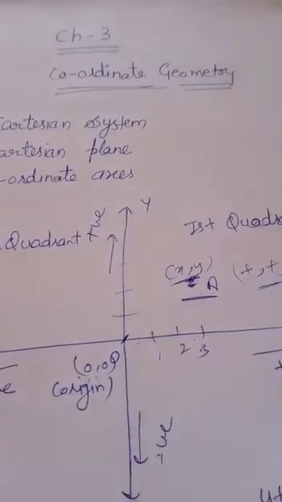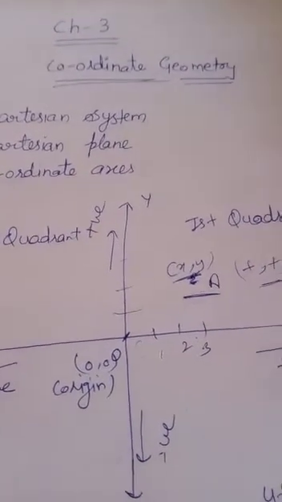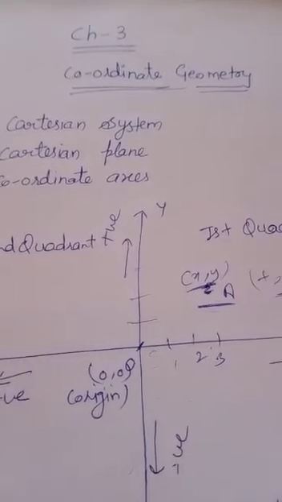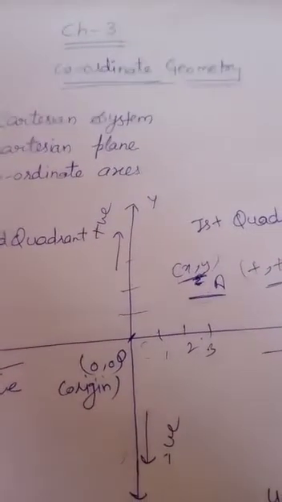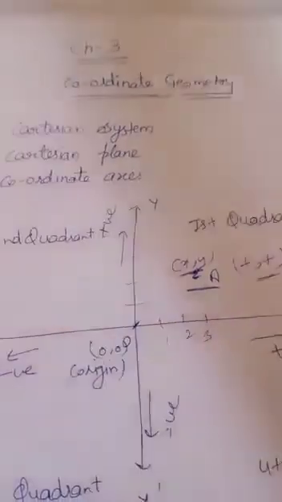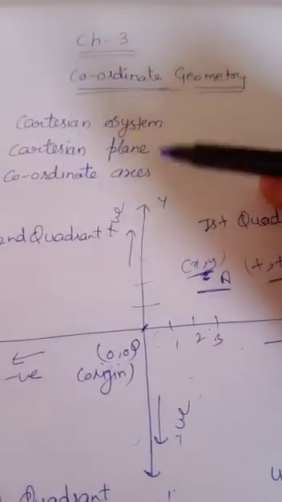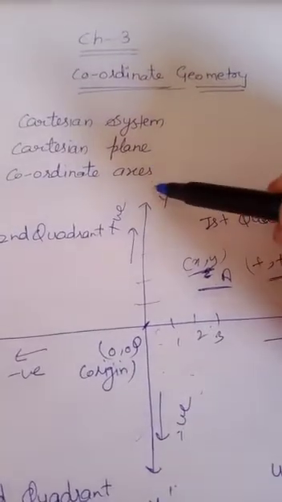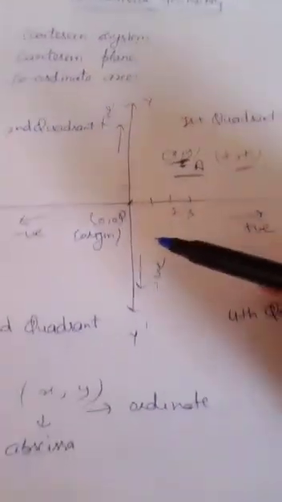There also you have learned how to plot a point on the graph and how to find the position of a point from the graph. Now once again we will discuss this chapter. Firstly, Cartesian system. Cartesian system is a system of Cartesian plane with coordinate axis. What is a Cartesian plane?